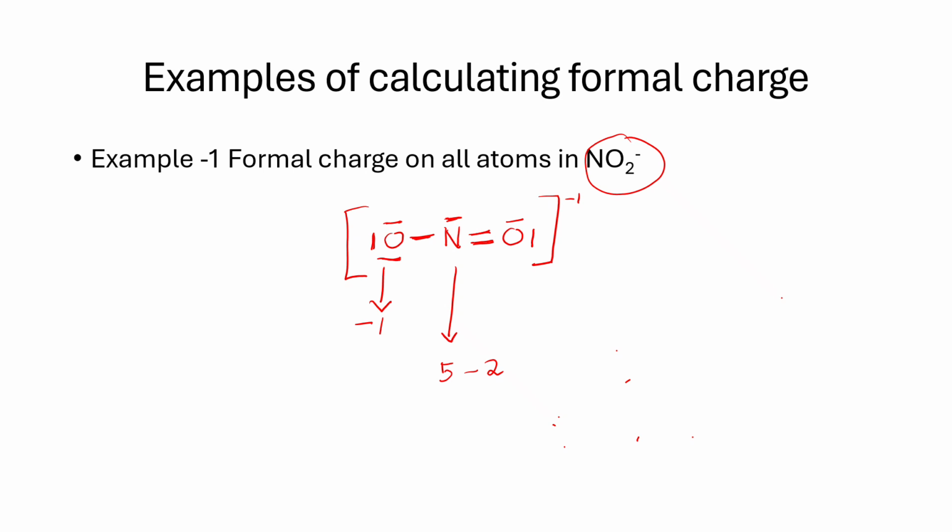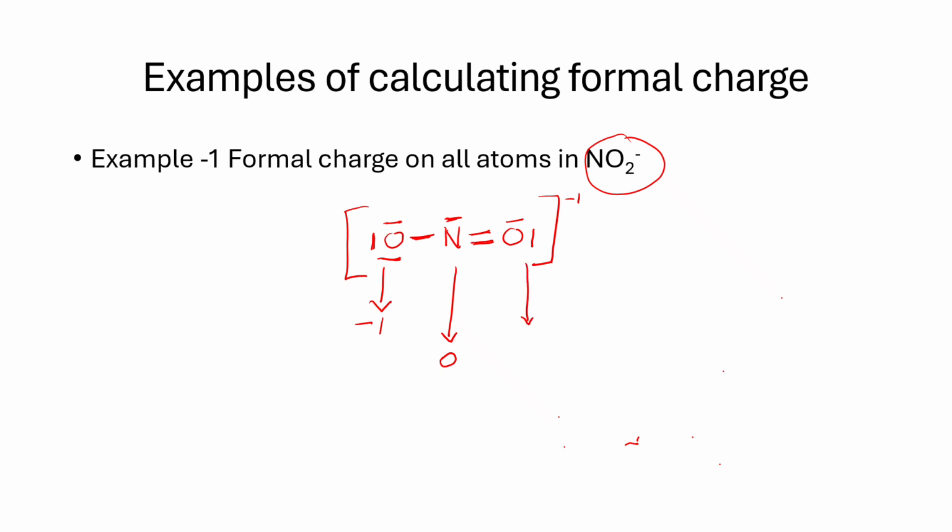So the number of bonding electrons is 6. So we do minus half times 6. So this comes out to be 5 minus 2 minus 3, which is 0. So the overall formal charge on the nitrogen comes out to be 0. Let's just write that. And now let's calculate the formal charge on the oxygen atom on the right.